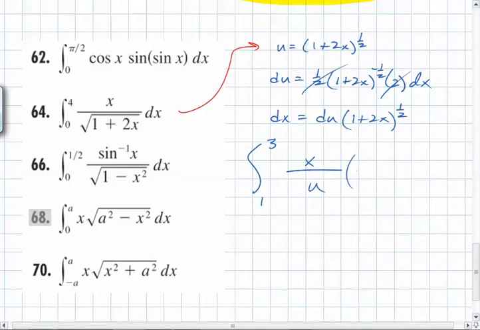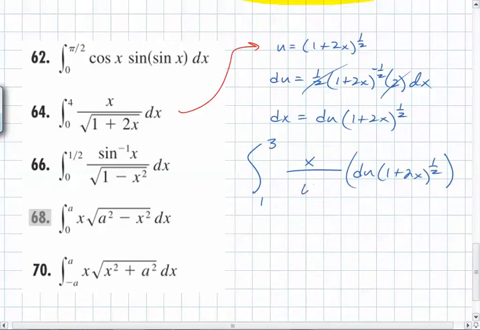du. No, we haven't. You have to do the dx. So it's going to be du times 1 plus 2x to the what? 1/2. Well, what is u? I mean, we don't have to, but you could, yeah, we can do that.